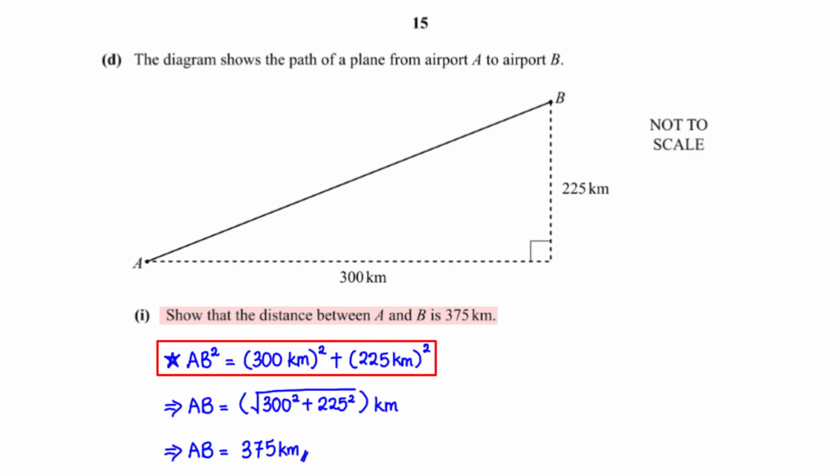This gives us AB squared equals 300 kilometers squared plus 225 kilometers squared. When we take the square root of both sides of the equation, this is what we get. When we type this into the calculator, we get 375 kilometers.